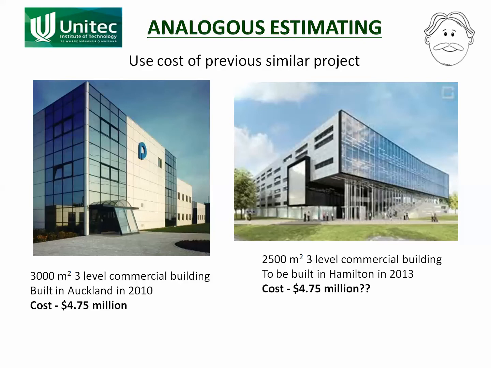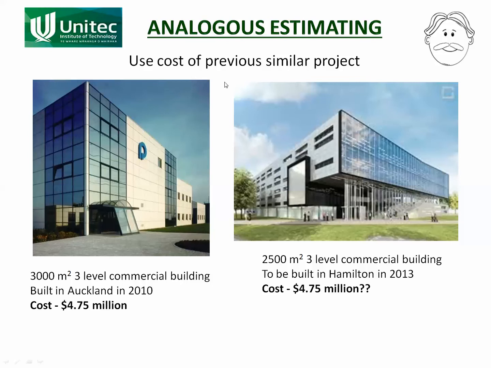So there's not that much information to go on, and the only thing that allows you to give a price is your experience. So you would say, okay, well, we built a 3,000 square meter commercial building in Auckland for 4.75 million. So what you know is this building here in Hamilton is not going to be $1 million, it's not going to be $10 million, it's going to be somewhere around 4.75 million. So analogous estimating gives you an idea of, yeah, it's around about that much. You'd actually round it up for the client. You'd say, oh, about 5 million, or you might round it up a little bit more and say it'll cost you about 6 million, because obviously you want to go a little bit high.